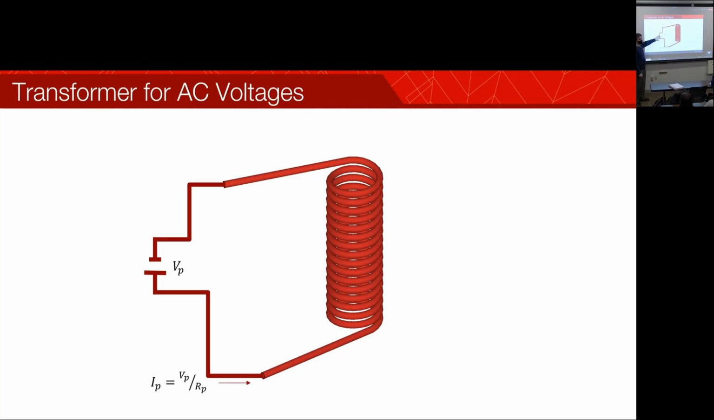DC. This is essentially the schematic of a battery. We assume that it's DC. This is the positive terminal, this is the negative terminal.